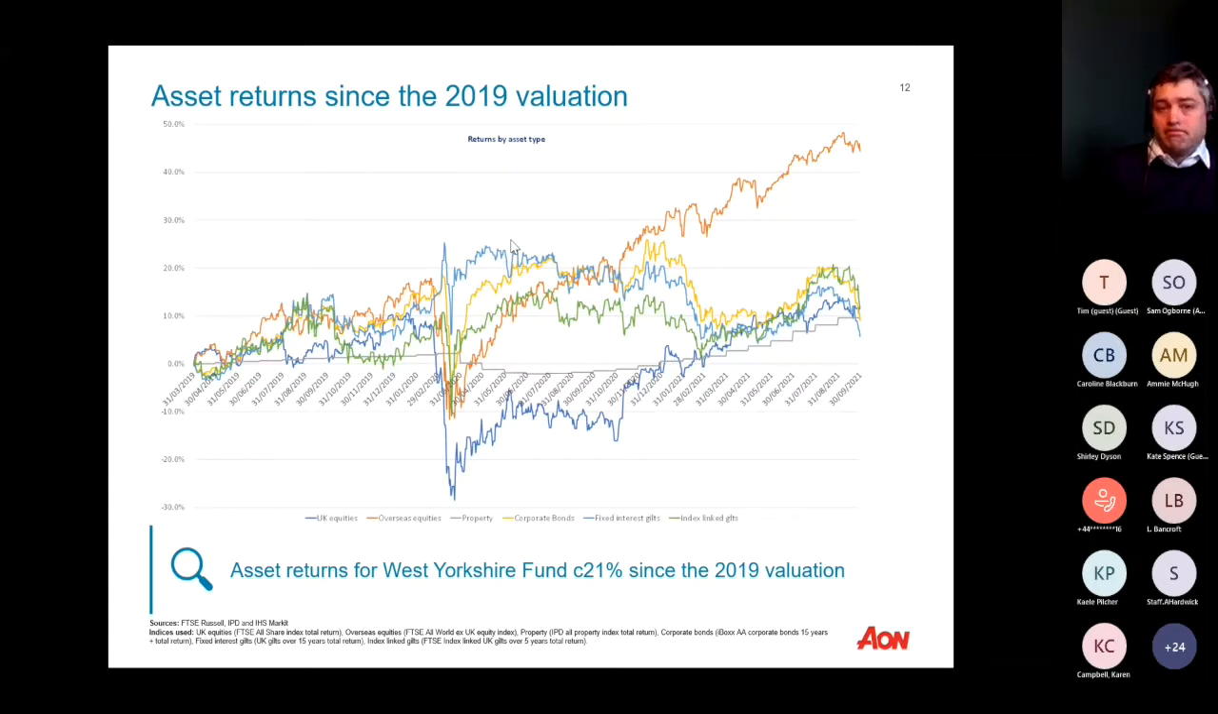Since then, assets have actually recovered really well, especially overseas equities. That's the orange line on the top, and overall returns are above what we expected at the 2019 valuation. So for the West Yorkshire Pension Fund, despite the drop in March 2020, asset returns have been around 20% from the 2019 valuation to the end of June 2021. We would have only expected around 10% based on the discount rate of 4.35% per year used for the 2019 valuation. So asset returns have outperformed the expected liability increases and led to an increase in the funding position of around 10% since the 2019 valuation based on asset returns alone.